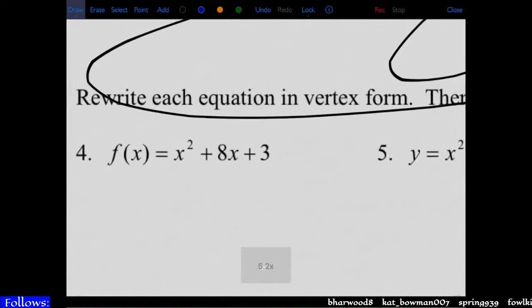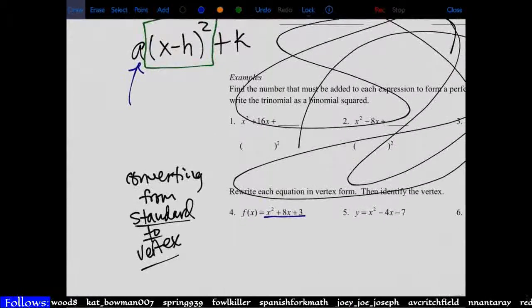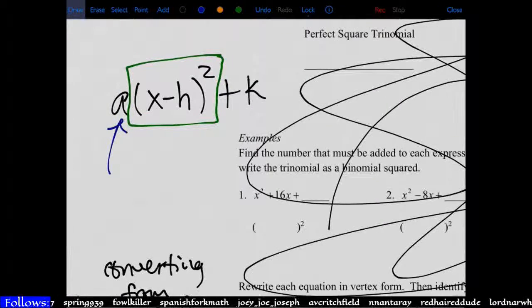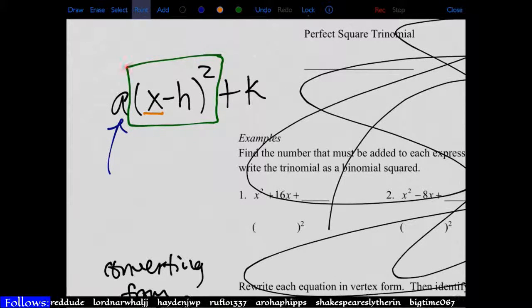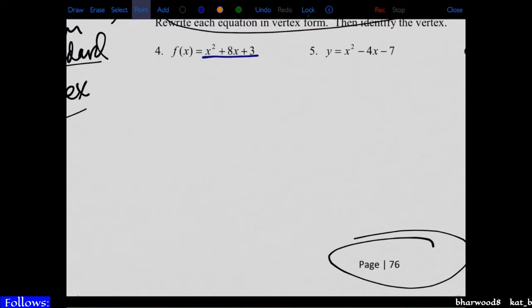So let's start with number 4. We got to find a square in this equation right here. Now going back to this general form real quick, notice that the x's are all in this square. Okay, the only things not inside this green box that I have here are a and k, and neither of those are x's, right? Our x's are all contained in this square, which means when we're looking for a square, we need to create a square that contains all of the x's.